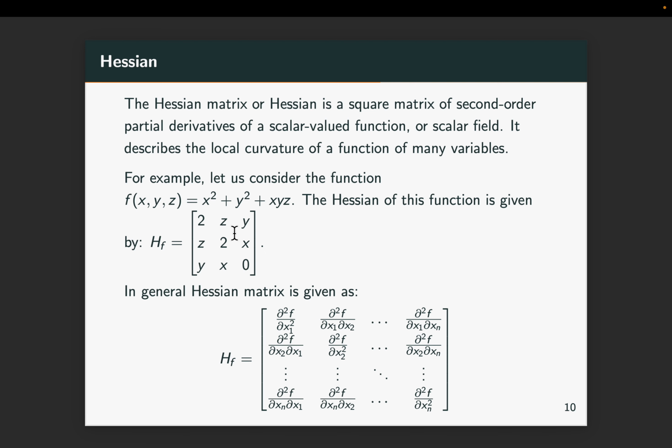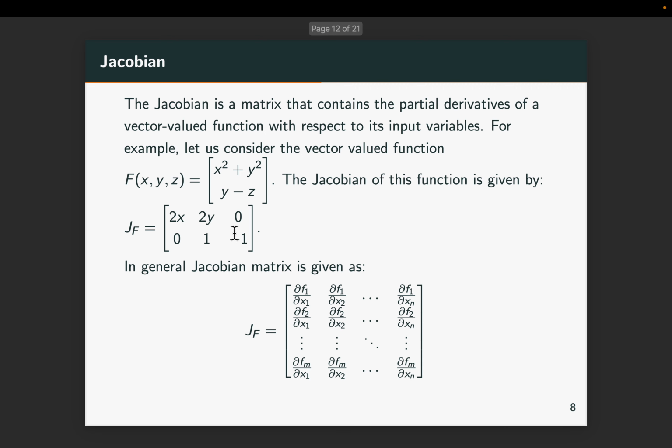The hint is that the Hessian is the second order partial derivatives, and the Jacobian is with respect to a vector valued function. Again, feel free to discuss with your partners, with your colleagues, neighbors.